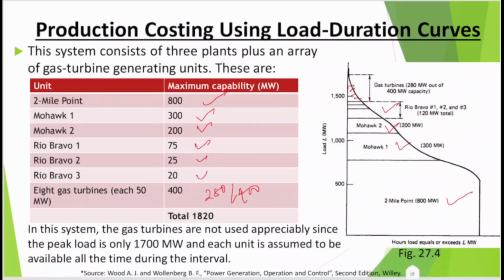So that means I got a schedule also. What is my schedule? 800, 300, 200, 75, 25, 20 and 280. So that is the solution. No mathematics, nothing. It's a historic experience. Cost is known to me. Arrange them in descending order or ascending order, and then you pick them up.